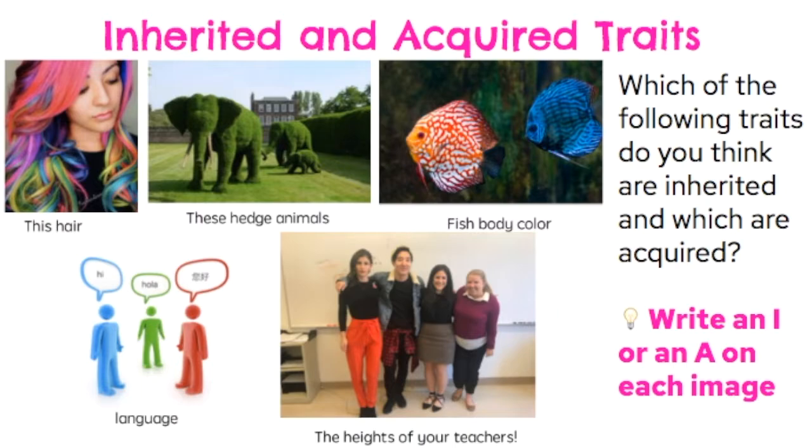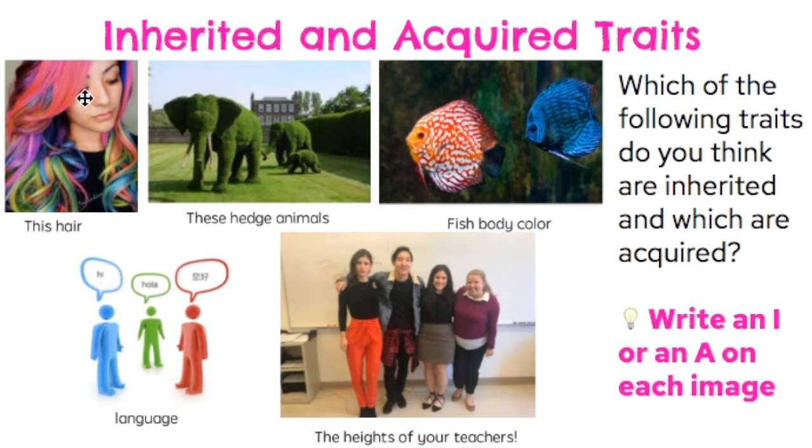Inherited versus acquired traits. So take a look at all of these pictures. We have this person's hair, these hedge animals, the body colors of these fish, language people speak, and then the heights of your teachers. This was our Halloween costume a couple years ago. Which of the following traits do you think are inherited versus which are acquired? So write an I next to the inherited traits and an A next to the acquired traits somewhere on this.